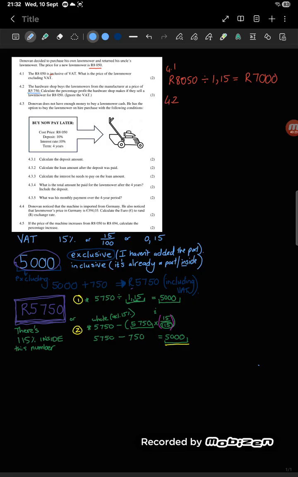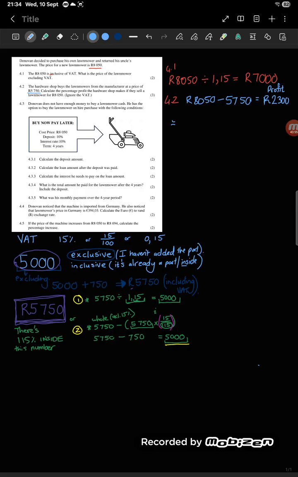Okay. We would say, how much profit did I make? That's the real question. Well, 8050 minus 5750, which gives me something. Let me quickly put it on my calculator. Okay, so that's 2,300 Rand. That's a huge markup. That's like 60 or 70% markup.